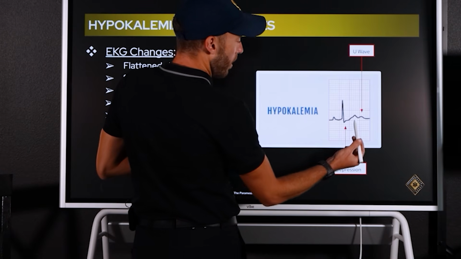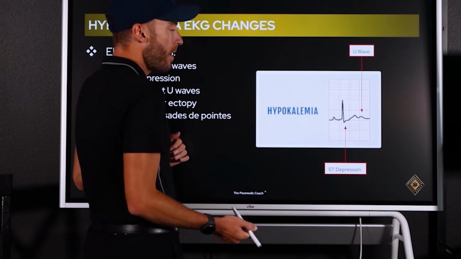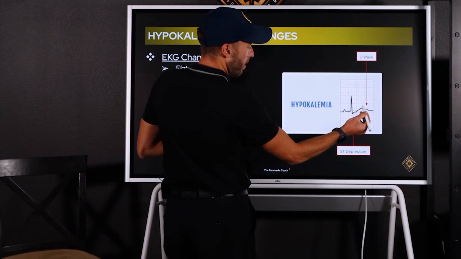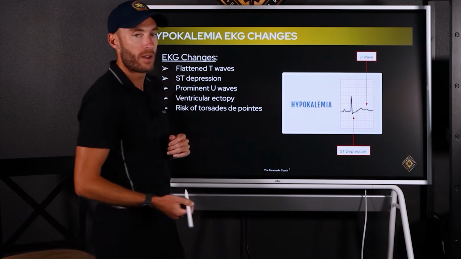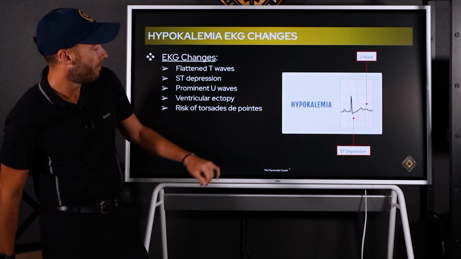And now look over here. We can see here that U wave. The U wave comes after the T wave. And a U wave has to do with hypokalemia.